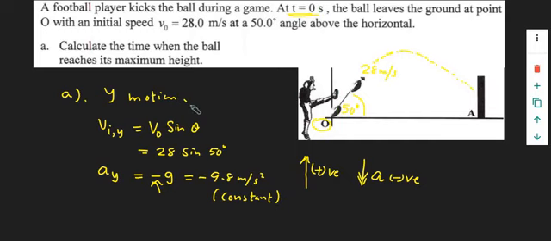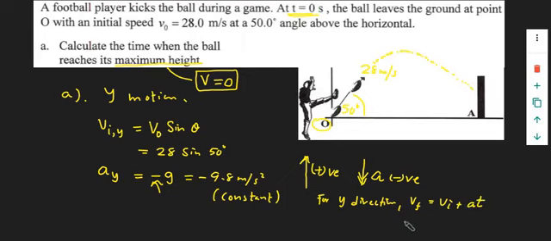And now let's try to find out the maximum height. At maximum height, an important thing that's going to happen is that the velocity in that direction is going to be zero. This is very important. So what we do is apply one of those kinematic equations in the y direction, namely v final equals v initial plus acceleration multiplied by t. That's the equation I'm going to apply.